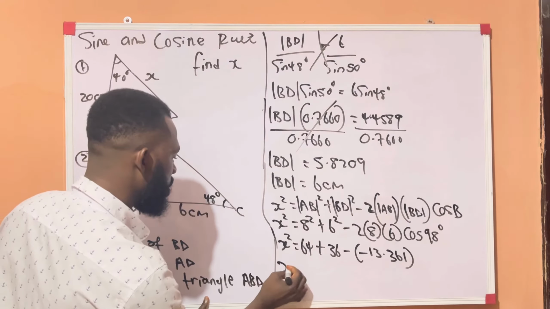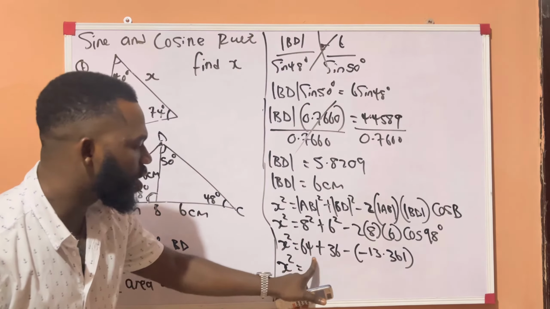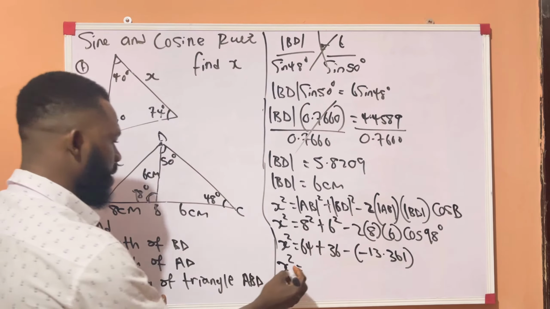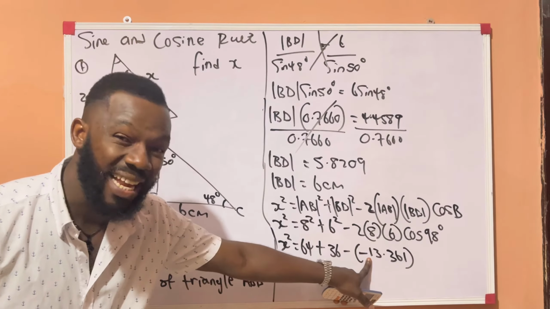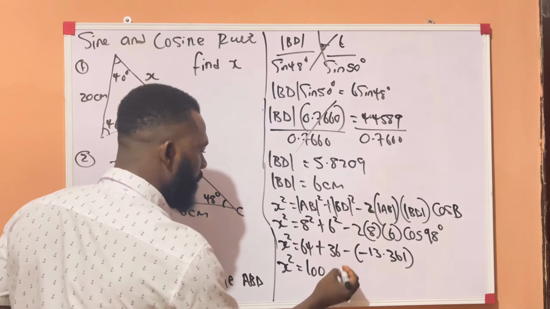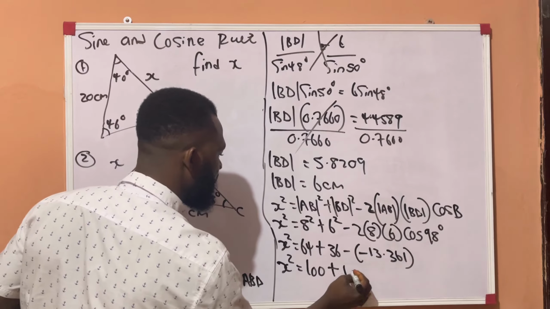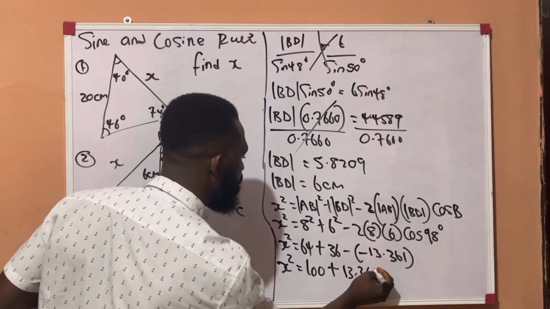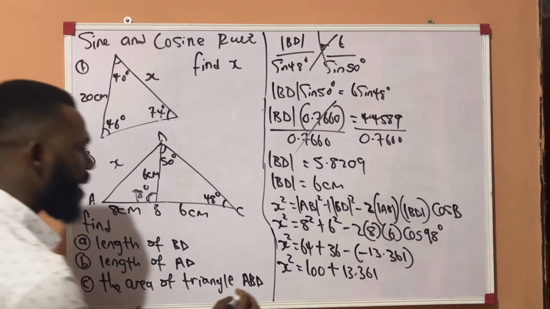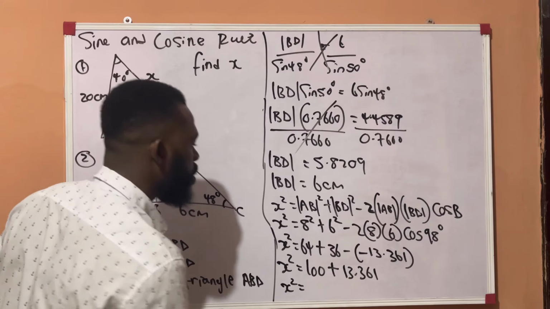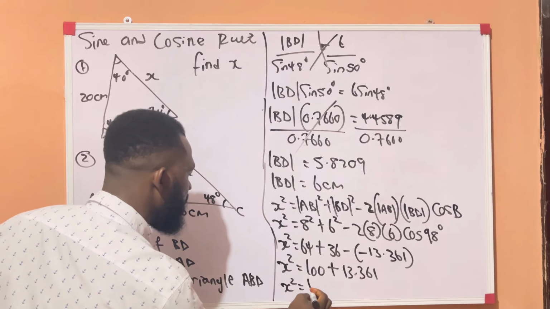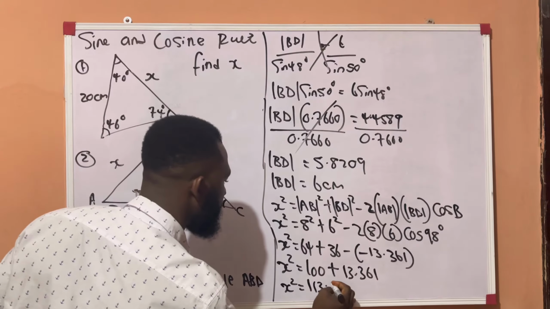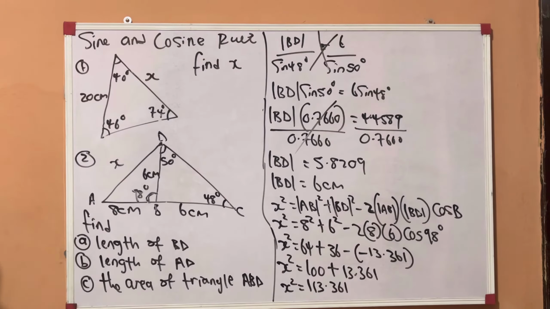Now x squared is equal to 64 plus 36, which gives us 100. Remember we have a negative sign here and we also have a negative sign inside the bracket, so minus times minus gives us plus. So now x squared is equal to 100 plus 13.361, which gives us 113.361.